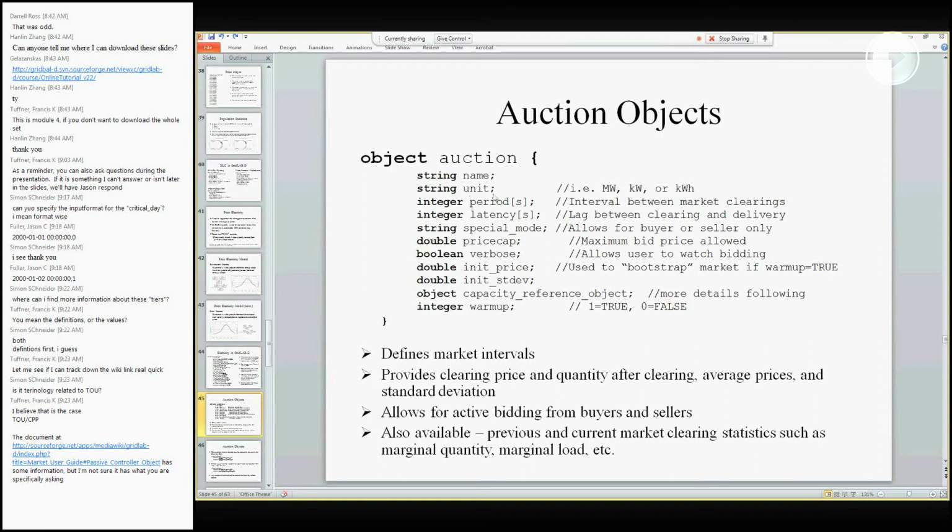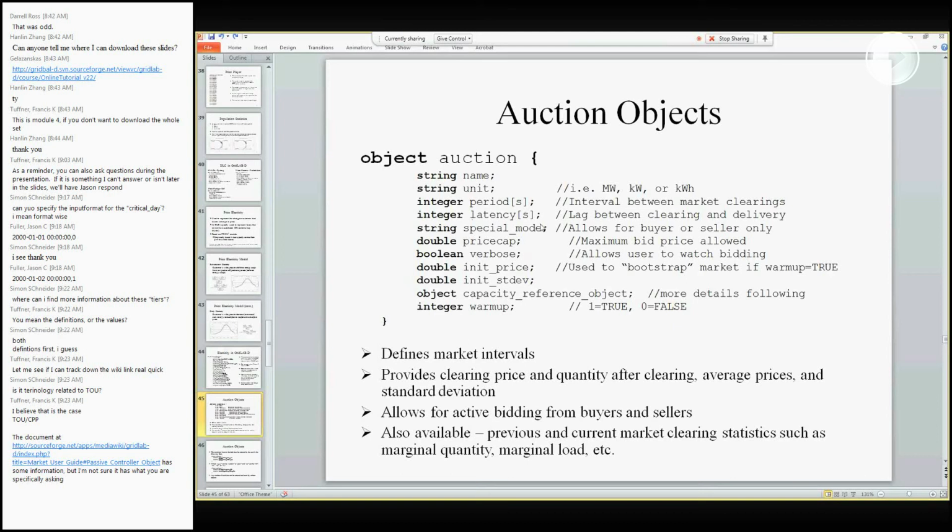We need to specify the type of unit that the market is using. For example, you can use megawatts or kilowatt hours, basically as a way to put a boundary on what these values might be. Our period is how often the market is activated, so how often information is being broadcast or collected.